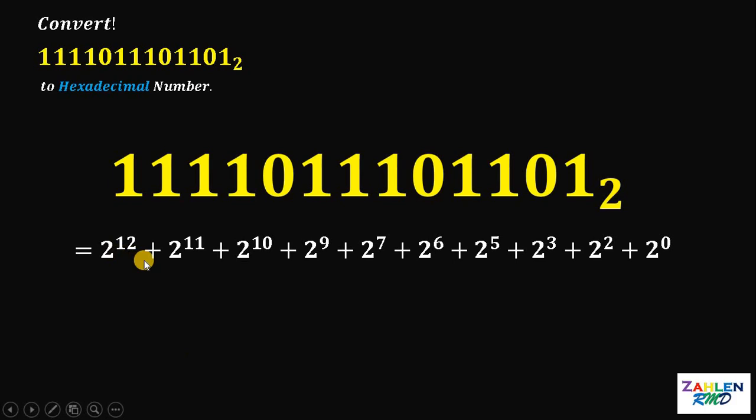2 raised to 12 plus 2 raised to 11 plus 2 raised to 10 plus 2 raised to 9 plus 2 raised to 7 plus 2 raised to 6 plus 2 raised to 5 plus 2 cubed plus 2 squared plus 2 raised to 0.